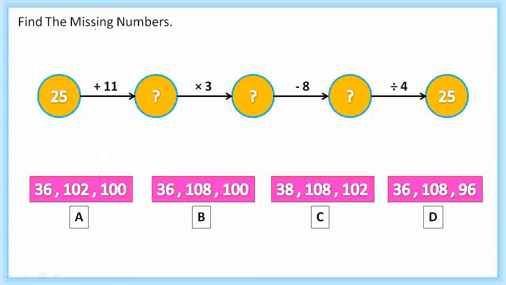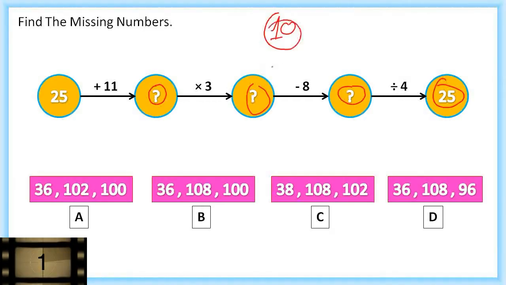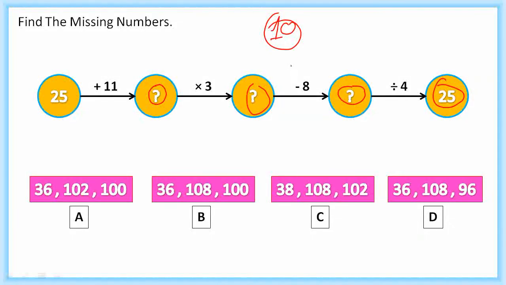Okay, next question. Find the missing numbers. 25 plus 11 equals question mark times 3 question mark minus 8 question mark divided by 4, 25. Okay, so I'm going to tell you how to solve this question. I'm giving you 10 seconds to answer this question. Okay, time's up.